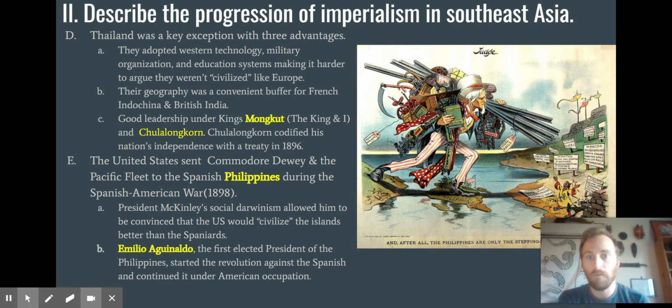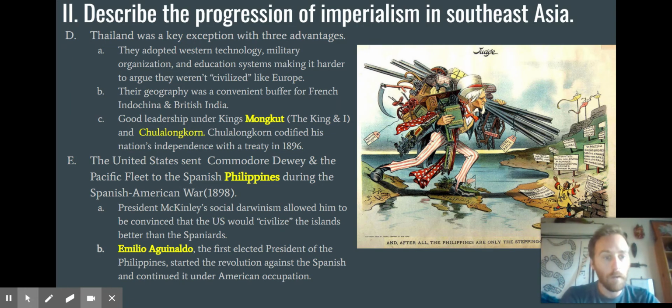King Mongkut and Chulalongkorn, they are both absolutely brilliant monarchs. They both spoke English and French. I believe one of them spoke German. I can't remember which one. Mongkut is famous from the play The King and I, and basically his son was able to get a treaty from the British and the French promising that both countries would protect their independence.